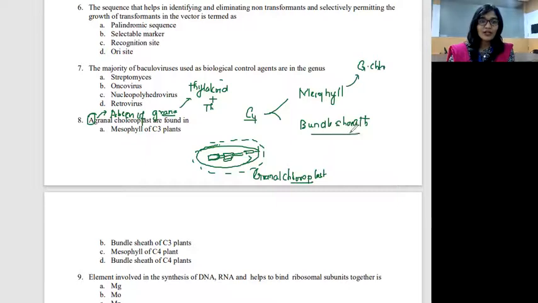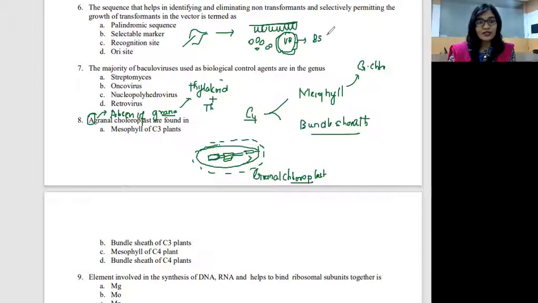And bundle sheath, where you will see a bundle sheath cell. Suppose this is going to be the leaf. This is the cuticle, and this is the upper epidermis, and this is the palisade parenchyma, and these are spongy parenchyma, and this is a vascular bundle. And around this vascular bundle, you're going to see this bundle sheath. So these are going to be bundle sheath.